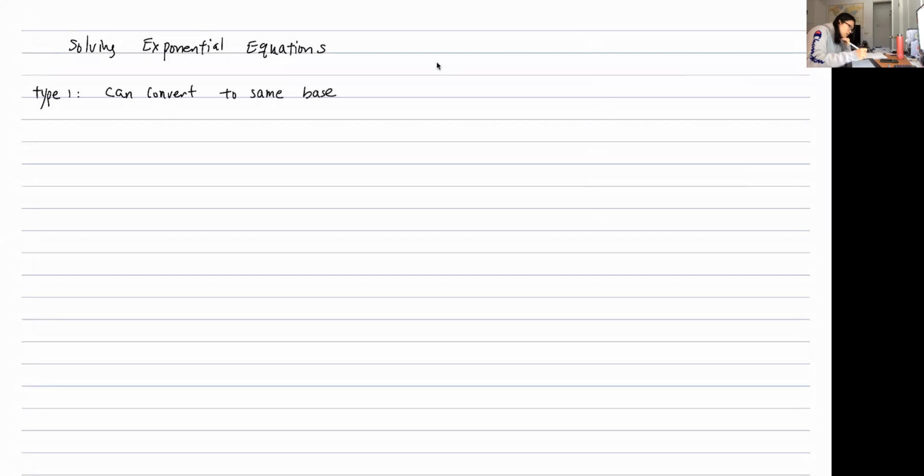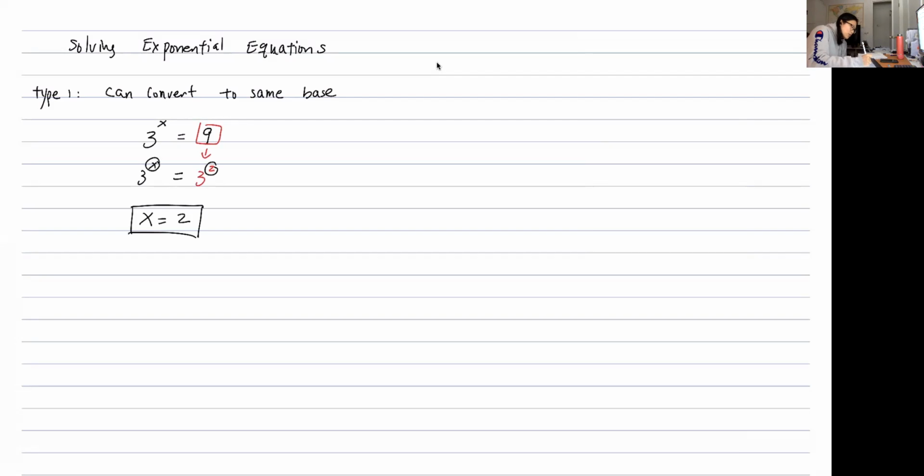For example, if I have 3 to the x power that will equal to 9. This is an exponential function. 3 is the base, x is the exponent. Now I can convert them into the same base because 9, I can rewrite as 3 squared. For the other side, we have 3 to the x. So we're going to have 3 to the x is equal to 3 squared. The power will equal to the power. So here, x will equal to 2. This is when you convert to the same base.